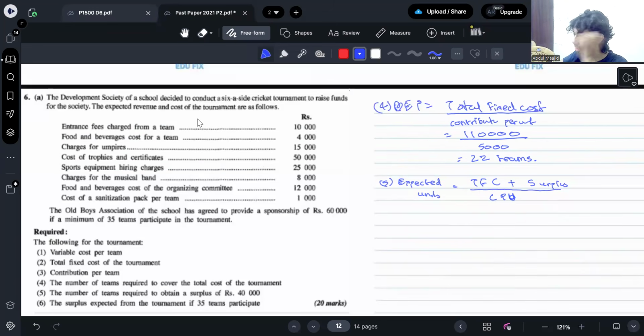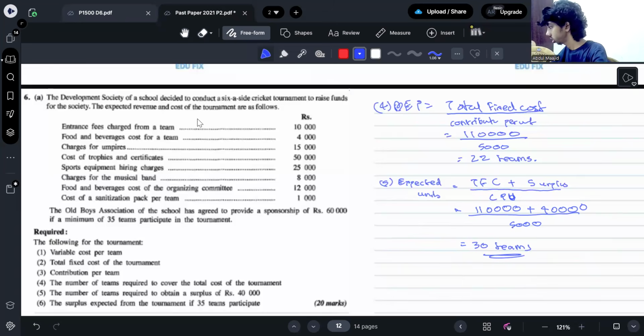So here they have given the profit, the surplus they are expecting to earn. So total fixed cost 110,000, expecting to earn a surplus of 40,000, contribution per unit will be 5,000. Then how many teams should participate for you to get a surplus of 40,000? That is 110,000 plus 40,000, that is 150,000 divided by 5,000. At least 30 teams should join. So 30 teams should join for you to get a surplus of 40,000. Okay.